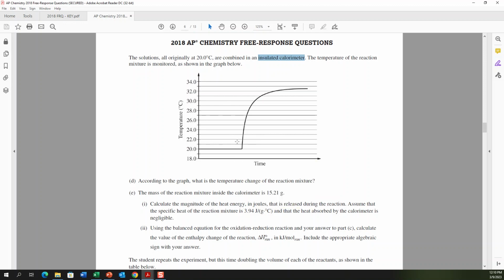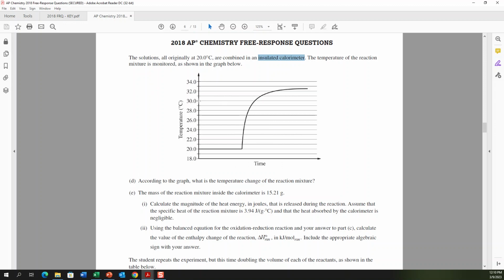So immediately we know, remember this is the temperature of the surroundings, so we know it's exothermic because the only way the temperature of the surroundings can increase is if the reaction is releasing energy to it. So right off the bat, before I even read a question, it's an exothermic reaction. Delta H would be negative. Heat is a product, all that stuff. Okay, so according to the graph, what is the temperature change of the reaction?